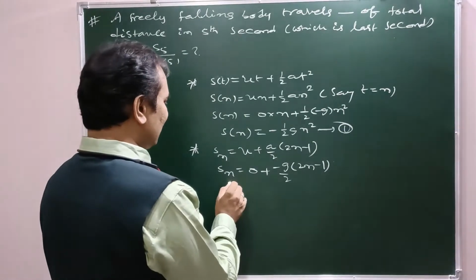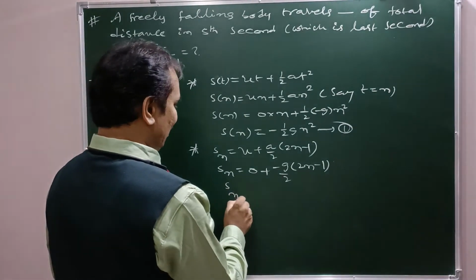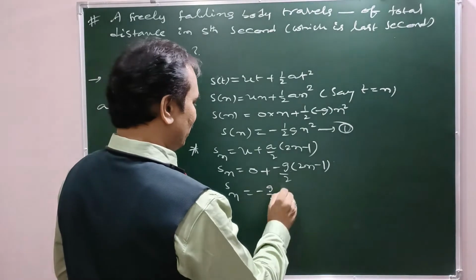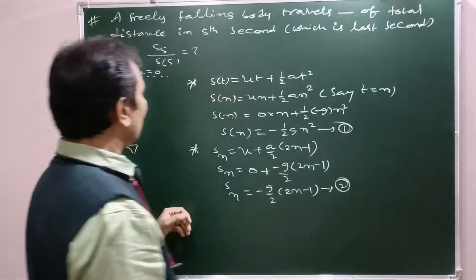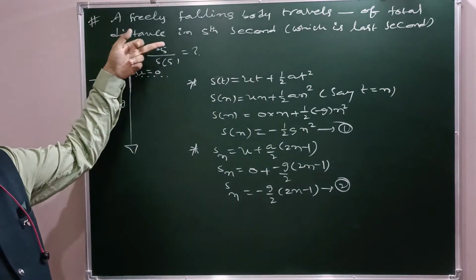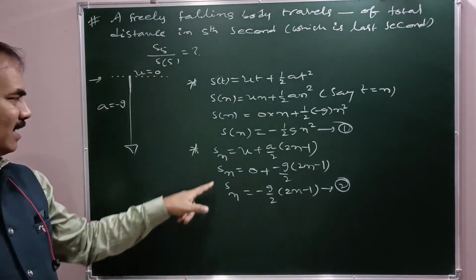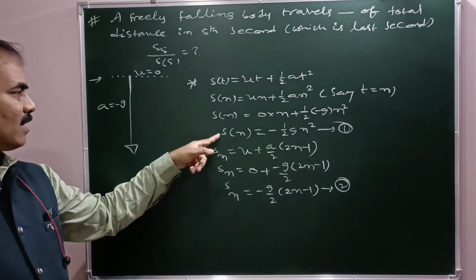That is S_n equal to minus g by 2 into (2n minus 1). This is what number 2. Now the question is S_5 by S of 5, that is S_n by S of n.